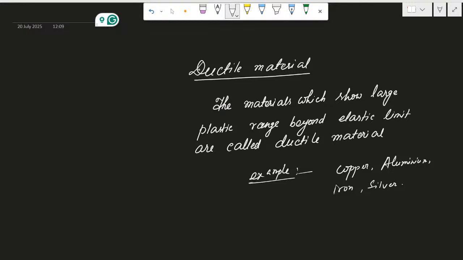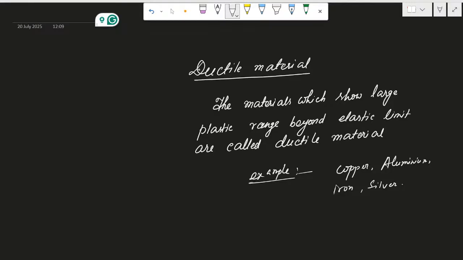But by the definition, the material shows a large plastic range. That means beyond the elastic limit you apply force, you get the deformation, but the material will not fail. It will deform, but it will withstand. Suppose you are stretching a wire, it gets deformed. It is not getting back to its original position. It lost its elasticity, but still it is plastic. Plastic means you are deforming, it is not breaking. It becomes very thin, no problem, but still it is there. So that type of material is ductile material.